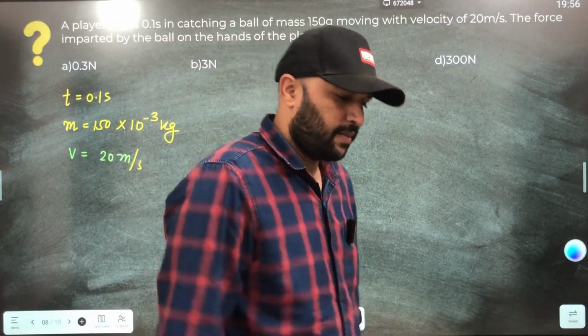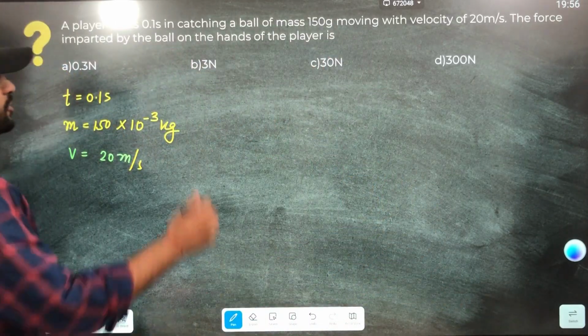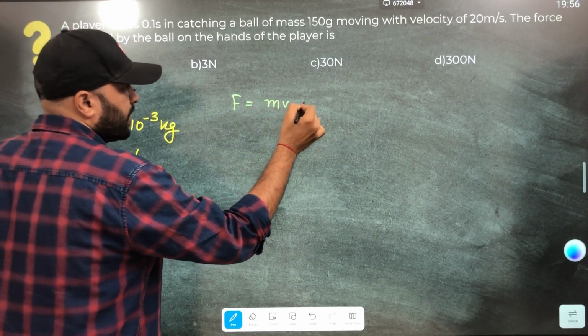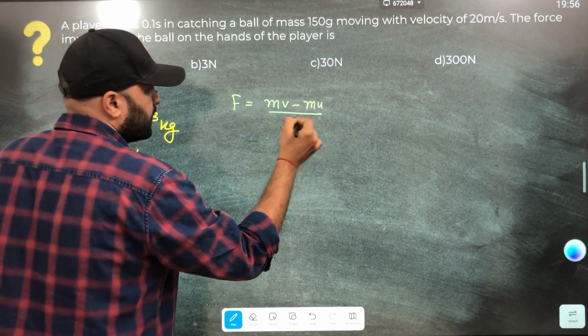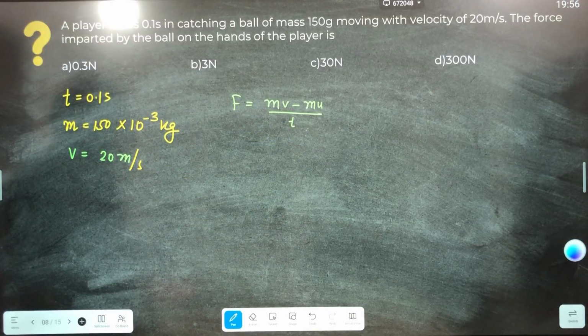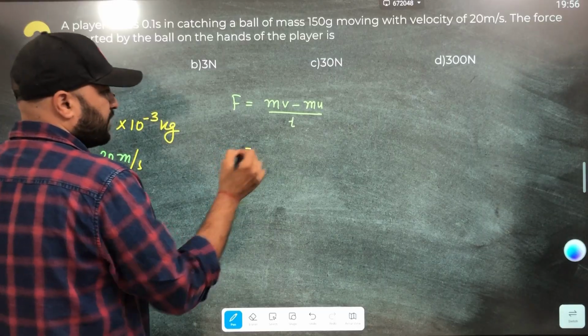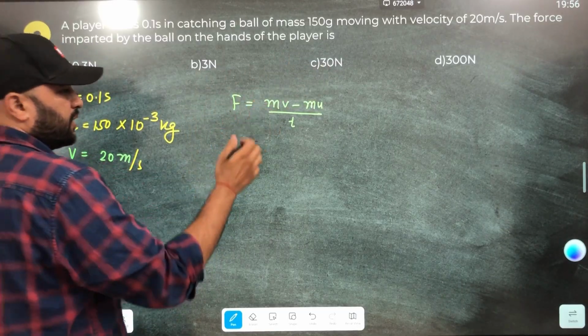The force imparted by the ball on the hands of that player. The force is nothing but change in momentum, mv minus mu by t. Okay, that you have to find. Clear? Now in this case, final velocity is 0. So straight away F, they are saying the magnitude, so we can ignore the negative sign.